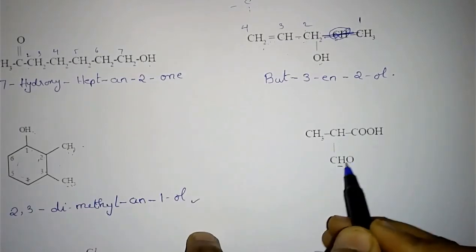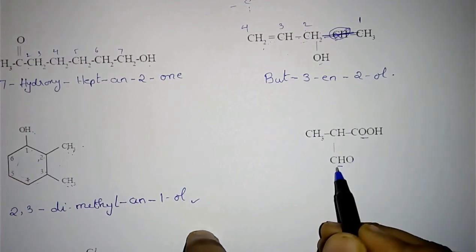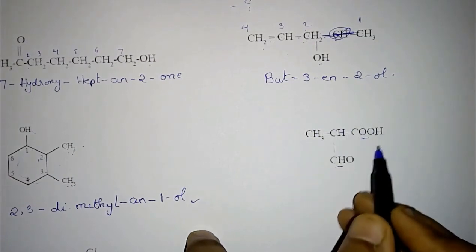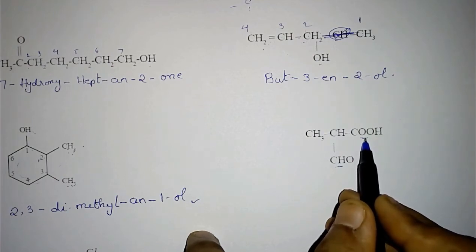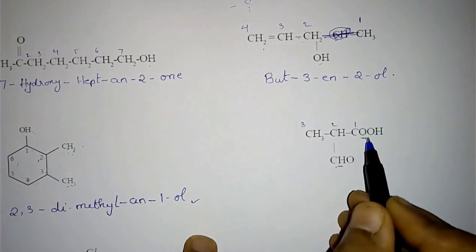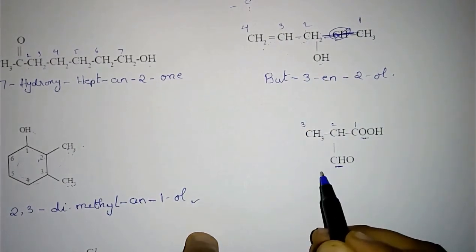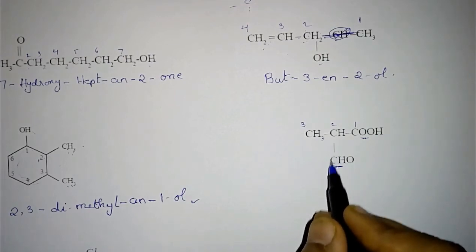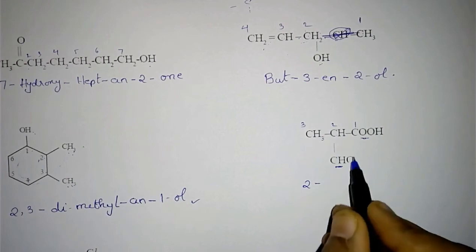Okay, let's see the next one. If you observe here, two functional groups are there. First one is our carboxylic acid functional group, and the other is the aldehyde functional group. If you see the priority series, first we have to give importance to the carboxylic acid functional group. So from where will you start numbering? From here: 1, 2, 3. So this will act as the main functional group, and this will act as a substituent. So we start with the substituent part. On which carbon? Second carbon, 2.